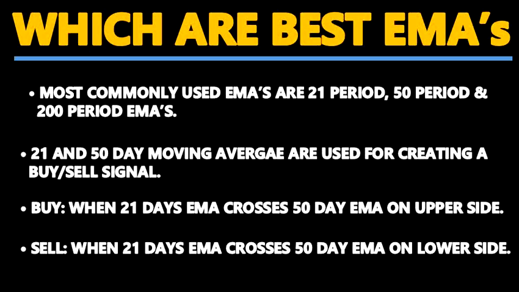First, buy. When the 21-day EMA crosses the 50-day EMA on the upper side, it is a buy signal. Sell. When the 21-day EMA crosses the 50-day EMA on the lower side, it is a sell signal. If you aren't clear, the further slide will make it clear for you.